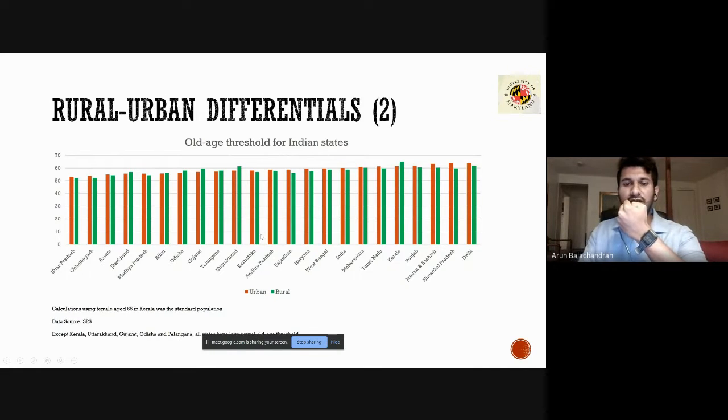And similarly, this analysis can be extended to every state in India. And here we can see that the argument that the advent of old age in rural India is earlier than that of their urban counterparts is true for most of the Indian states, except a few states like Kerala, Gujarat, Orissa, or Uttarakhand. So for most of the states this is true.